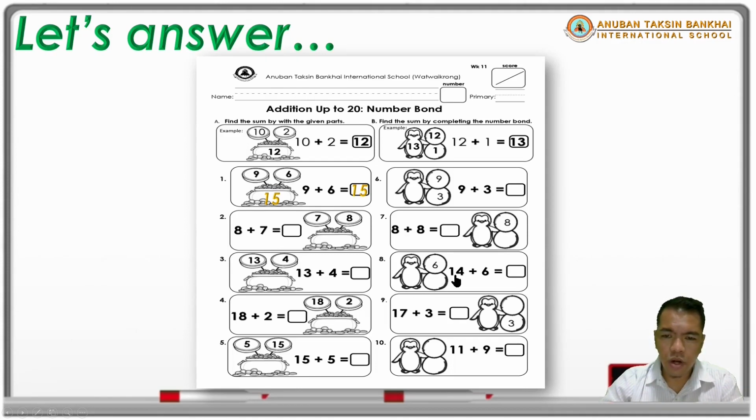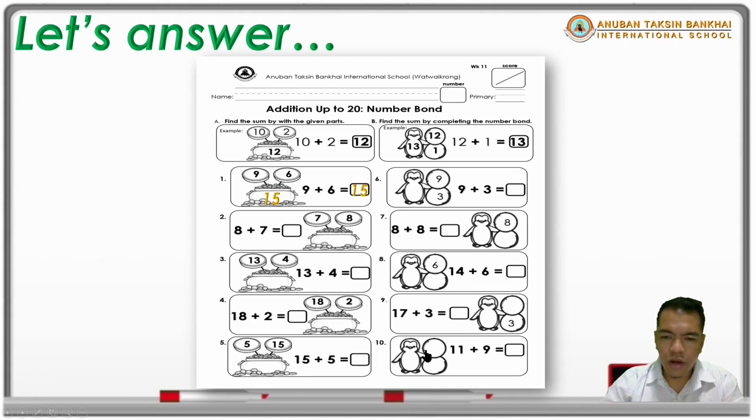We're going to write it here. How about here? We have here our addend is written or given there. Then you're going to write your origin. What's your origin? Okay, write it here, okay? And your sum, right here on the tummy of the penguin. Okay? Same as in number 9 and number 10.